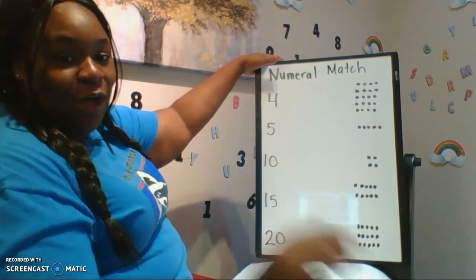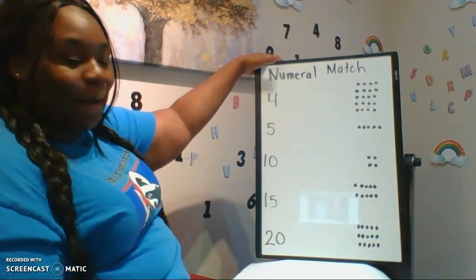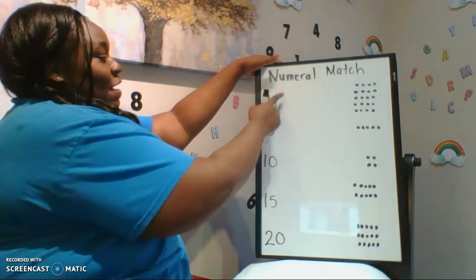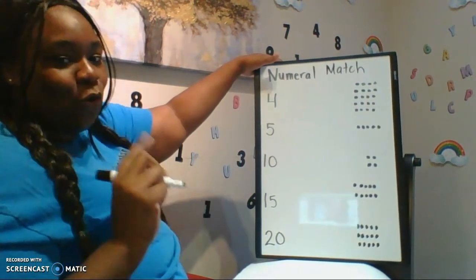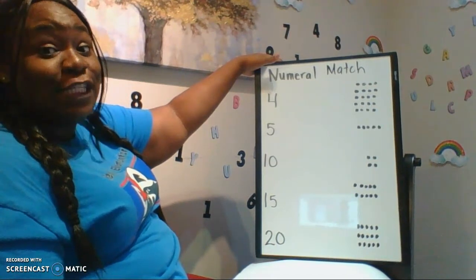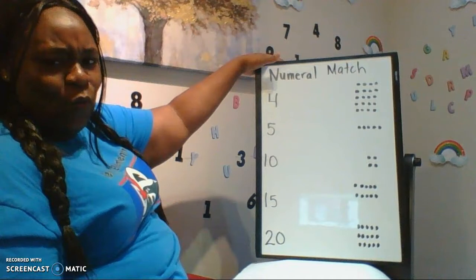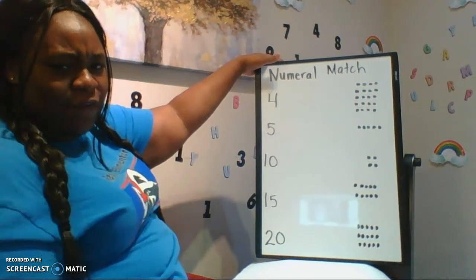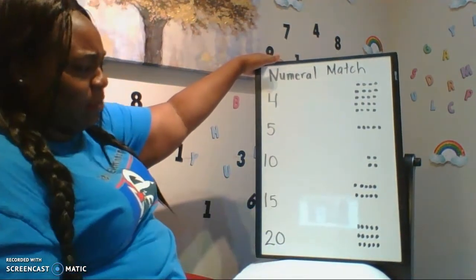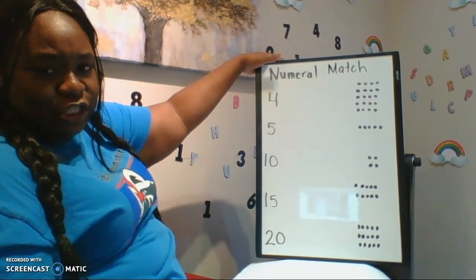All right, now I'm going to get my marker and I'm going to draw a line to the numbers that match. So we know that 4 is, is it a big number or a small number? 4 is a small number, yes. So we're going to look and see which set of dots has a small amount. Which one? Point to the one that has the smallest amount. Touch the screen.